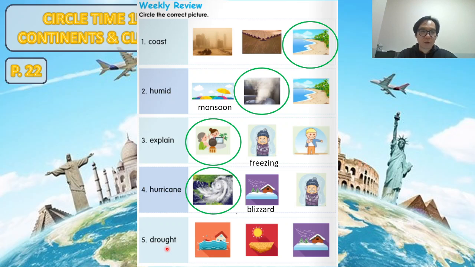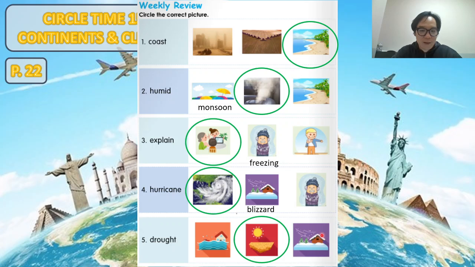And you know what a drought is now, don't you? Yes, you do. It's when there's no rain for a long time and it's really hot and the ground gets really dry and it starts to break. Oh, and there's only one picture that shows that. It's this one here in the middle. It says it's a drought. Drought.